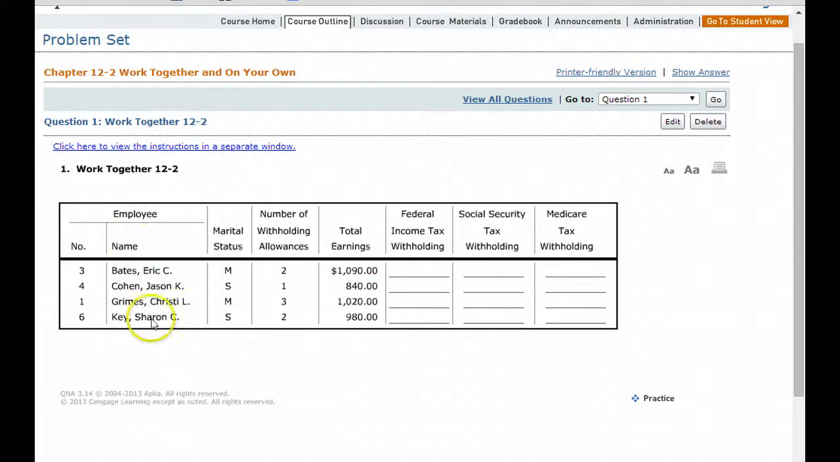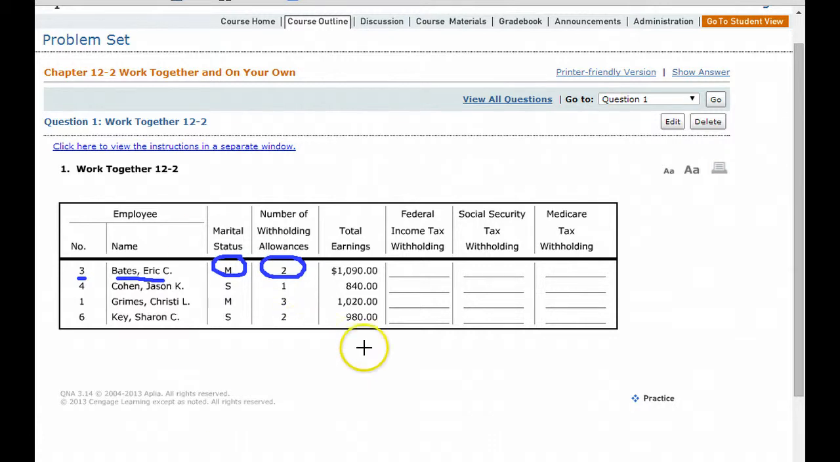So this is typically what you're going to use right here to calculate and work through how to take out taxes for employees. A lot of times this is called a payroll register, and it contains information about the employee, such as their number, their name, and this is very important, their marital status, and the total number of withholding allowances. Depending on their marital status and the number of allowances, or people that they claim on their taxes, it could really determine how much tax money is taken out of their paycheck.